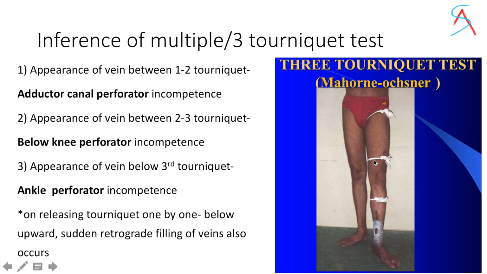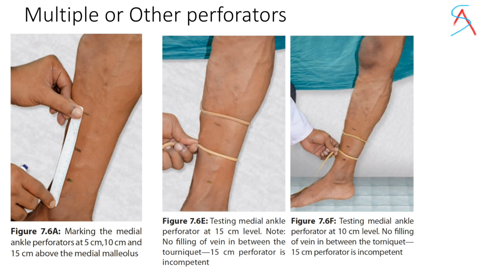If there is appearance of dilation of vein between tourniquet number 2 and 3, it means below knee perforators are incompetent. If there is dilation of veins below the third tourniquet, it means ankle perforators are incompetent. And also when we release the tourniquets one by one from below upward, there will be certain retrograde filling of vein which we can appreciate. If ankle perforators are at fault, then we can do a separate perforator test.